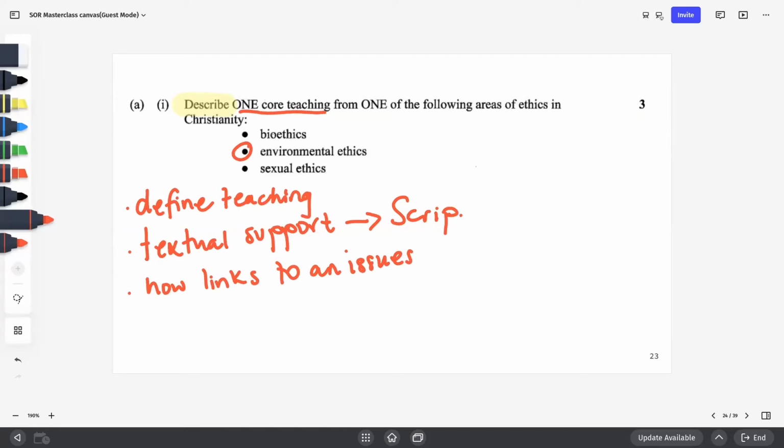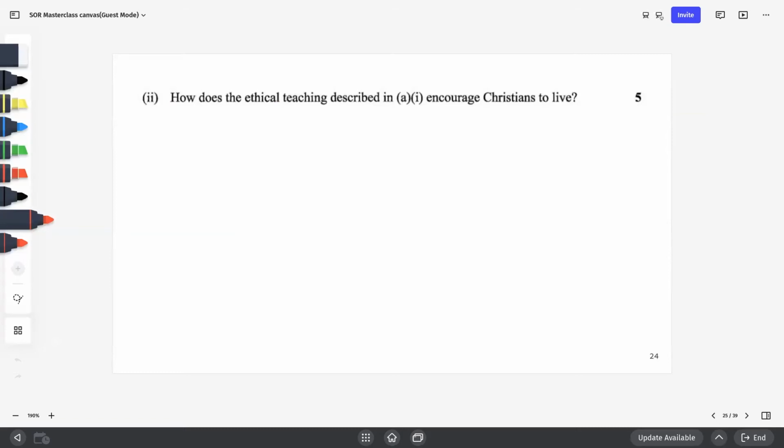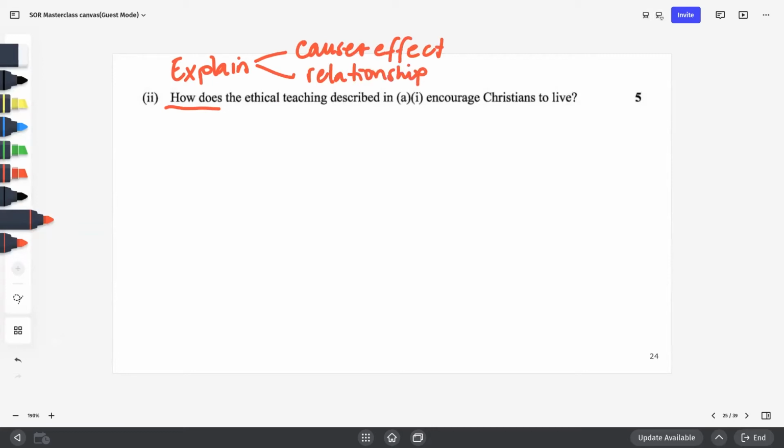Then you would simply go along and you would write a nice little 3-4 sentence response that just describes that core ethical teaching. So let's assume then we're going to stick with stewardship. Now it's asking, so how does? So this is your explaining verb. So you need to do, this is the cause and effect, or relationship. You've got to show the relationship now between what is taught and what is lived.